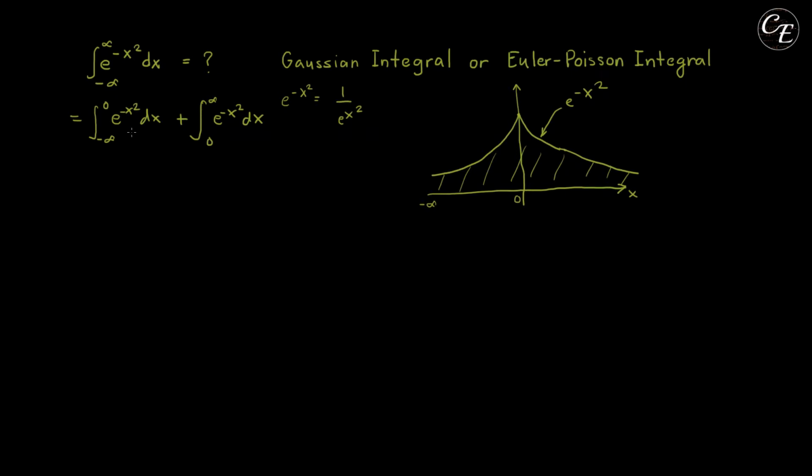It means that the value of this integral and this integral are the same, so we can rewrite it as 2 times the integral of e raised to negative x squared dx from 0 to infinity. Now let me get this integral. This integral corresponds to the area in here. So what we're going to do is to evaluate this integral, then multiply by 2 to get our final integral.